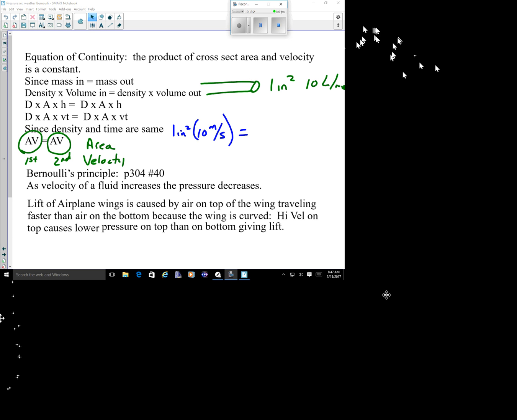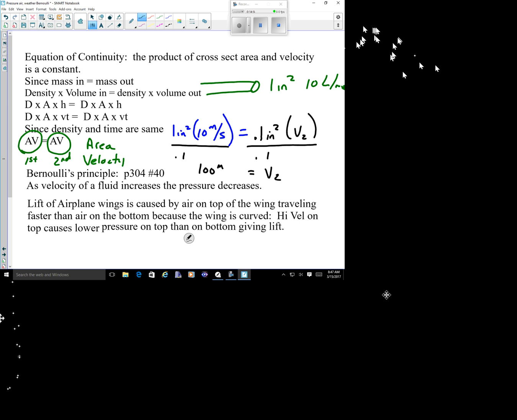Okay, let's see what would happen now if you put your hand over the hose. So now I'm going to take my big old thumb and put it over the garden hose, and I'm going to make that area now a lot smaller. Okay, so now let's make the area, let's say 1/10 of a square inch. Okay, making a real teeny hole now. I want to know what has to happen to the second velocity. Well, if you divide both sides now by 1/10, now this velocity ends up being 100 meters per second.